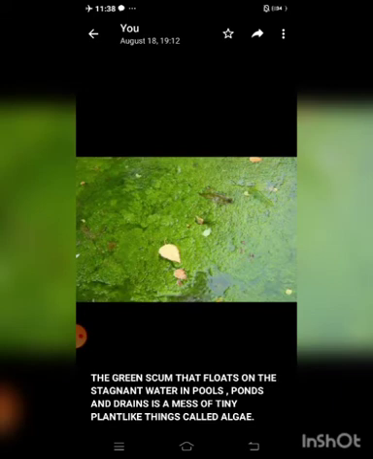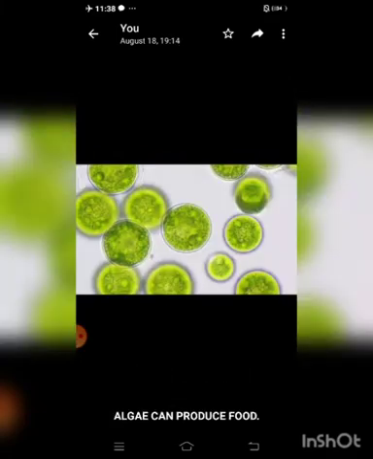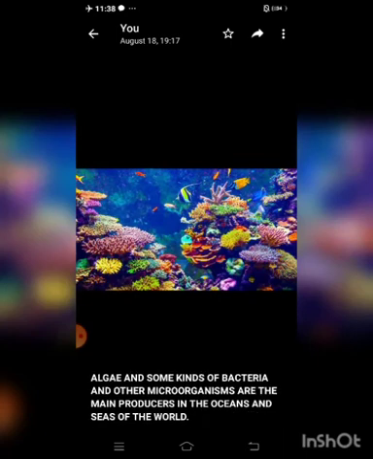The green scum that floats on the stagnant water in pools, ponds, and drains is a mess of tiny plant-like things called algae. Algae can produce food. Algae and some kinds of bacteria and other microorganisms are the main producers in the oceans and seas of the world.